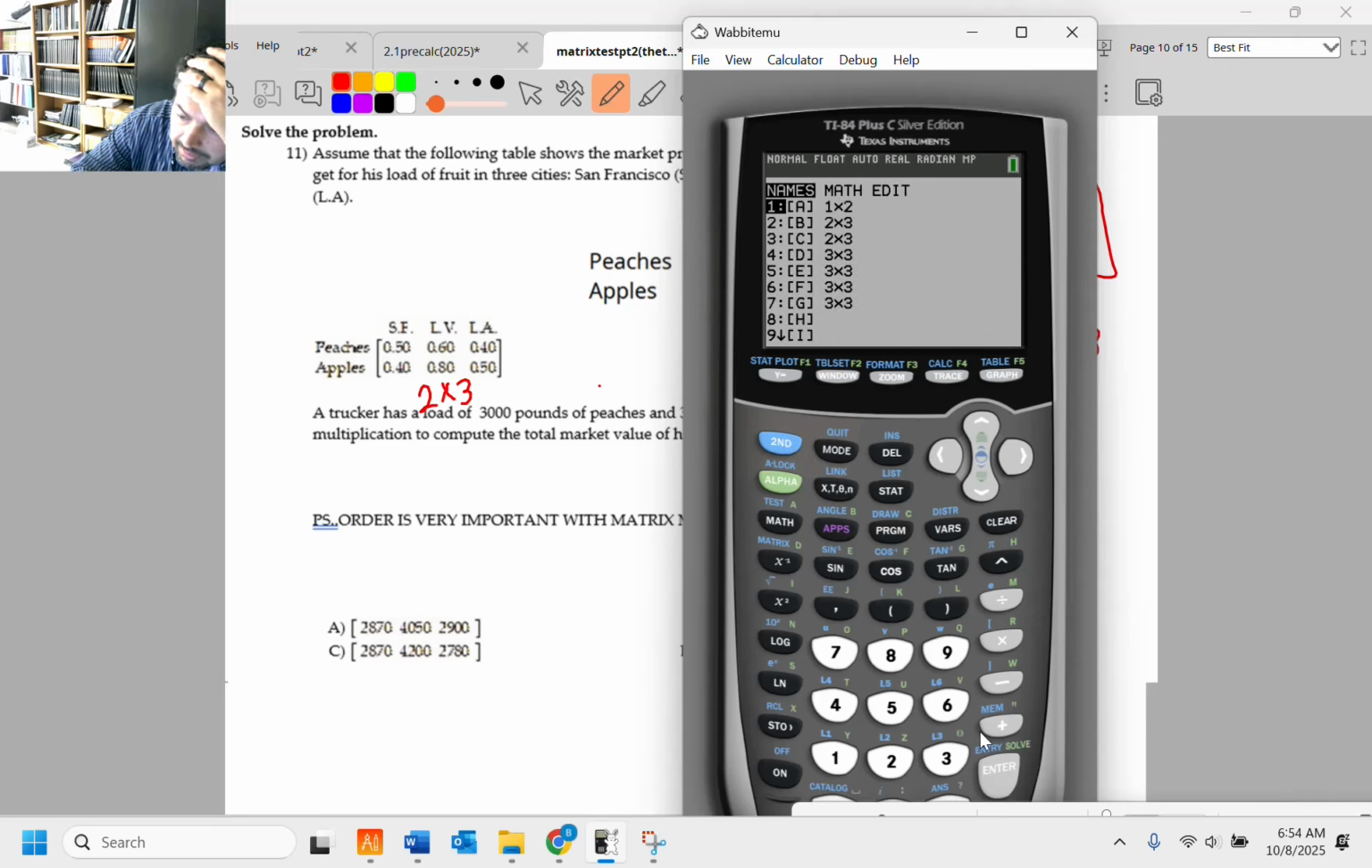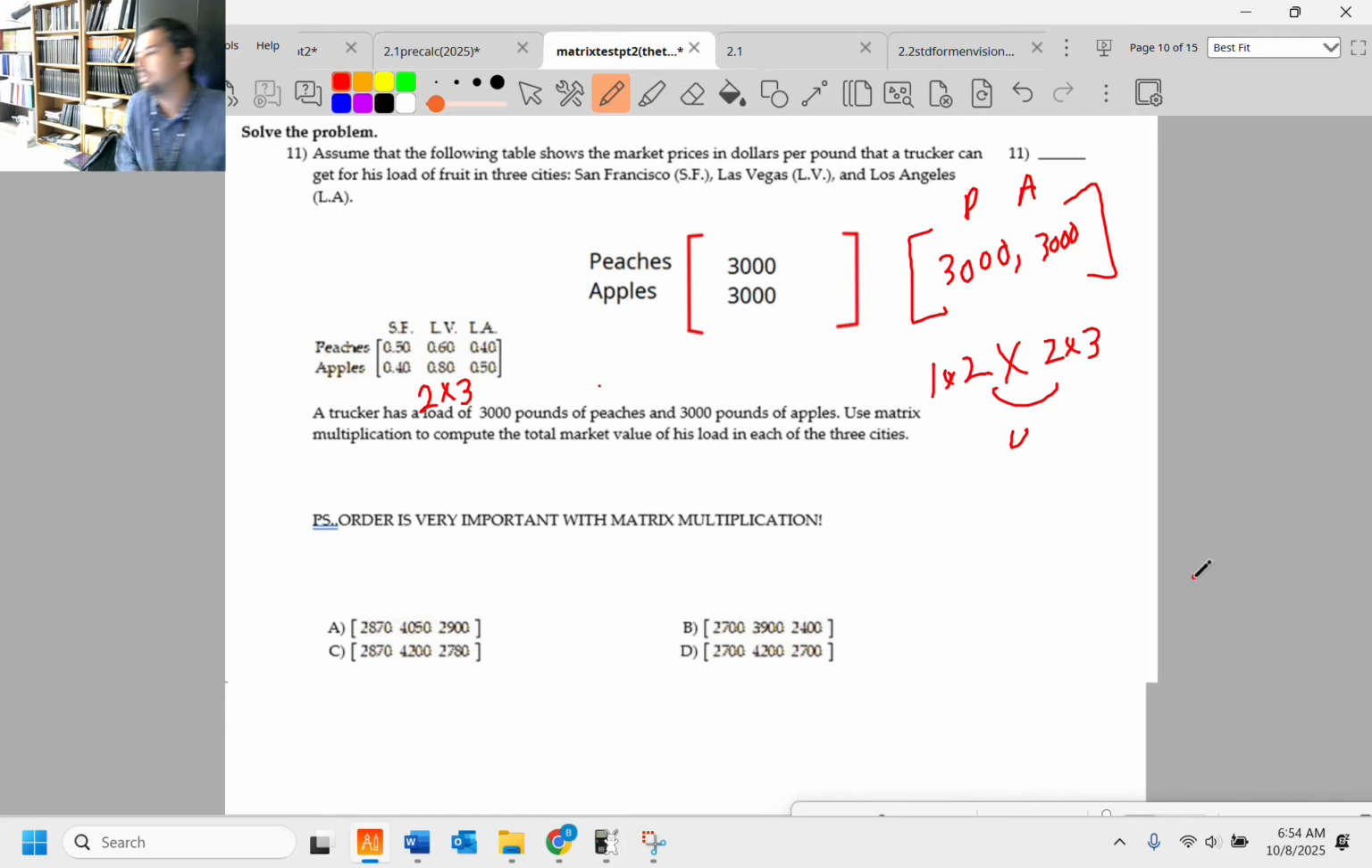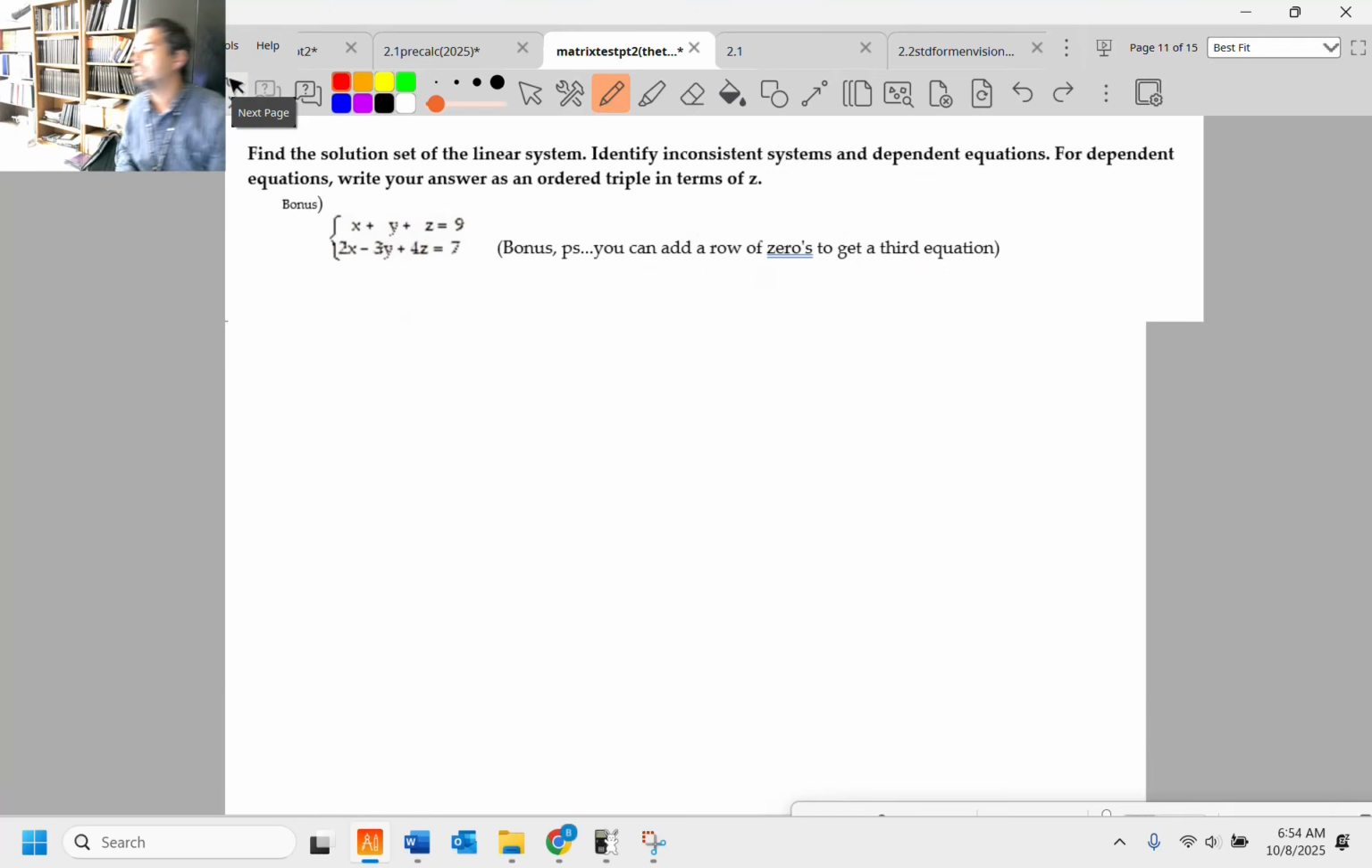We're going to take the first one here, the way I laid it out, multiply it by the second one, and we should get choice D. And it is. It's choice D. So 2,700, 4,200, and 2,700. Obviously, that's where you want to take your fruit.